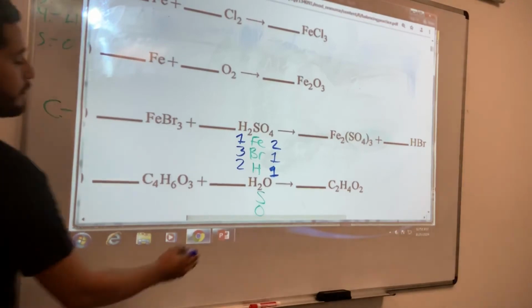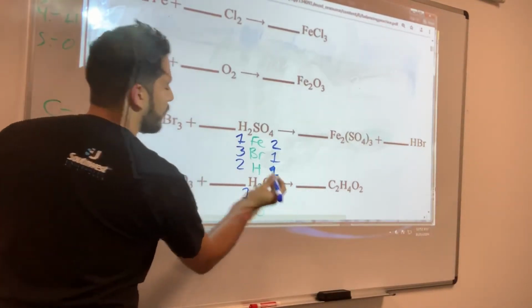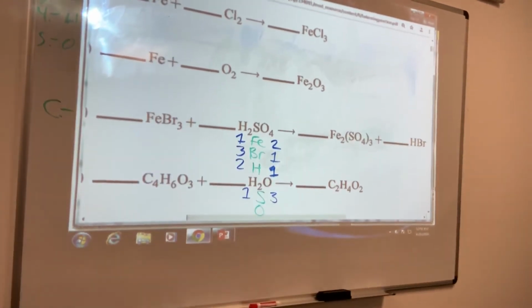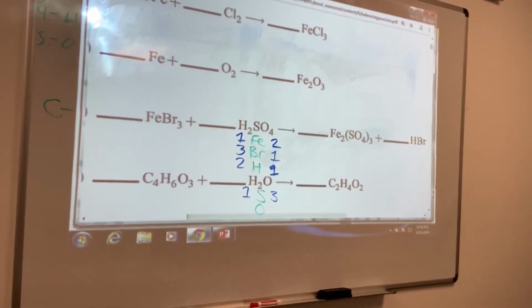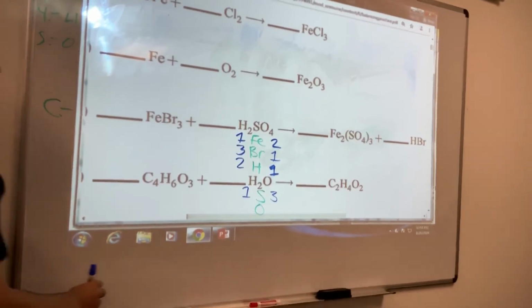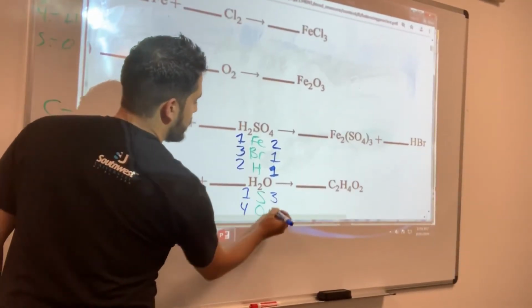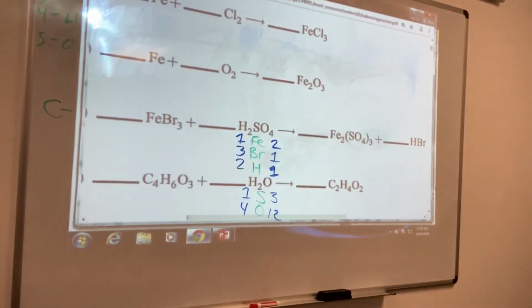Sulfurs? Yes, 1 and 3? Do we see where we have 3 sulfurs on the right side? Because of the 3 outside. Oxygens? Let's see if we get the same numbers. 4 and 12. Do we all agree there?